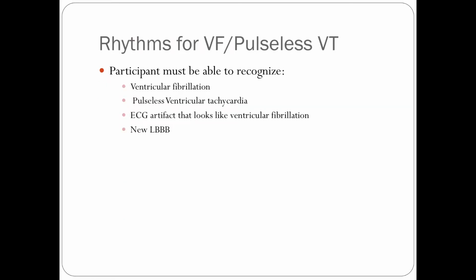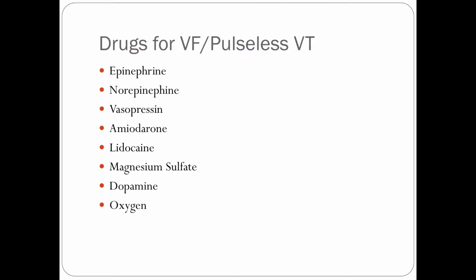So a participant must be able to recognize VFib, pulseless VTach, ECG artifact that might look like VFib, or a new left bundle branch block that may occur, which makes it look wide and more like VTach, but it really possibly is originating from a pacemaker site higher in the conduction system, supraventricular is what I'm trying to tell you.